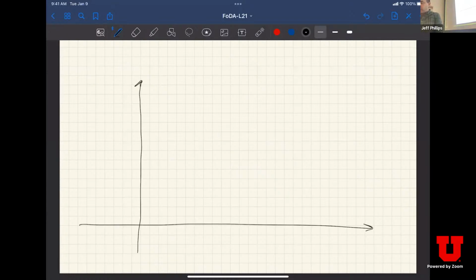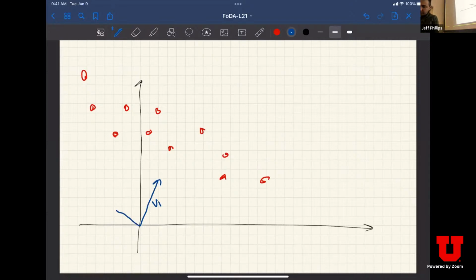All right, so the situation could be that I have data that looks like this. And I want to fit this with maybe a one-dimensional subspace, or think of fitting this with the best ellipse. If I do the singular value decomposition, the first singular vector V1 is going to look something like this, and then V2 will have to be orthogonal to it.